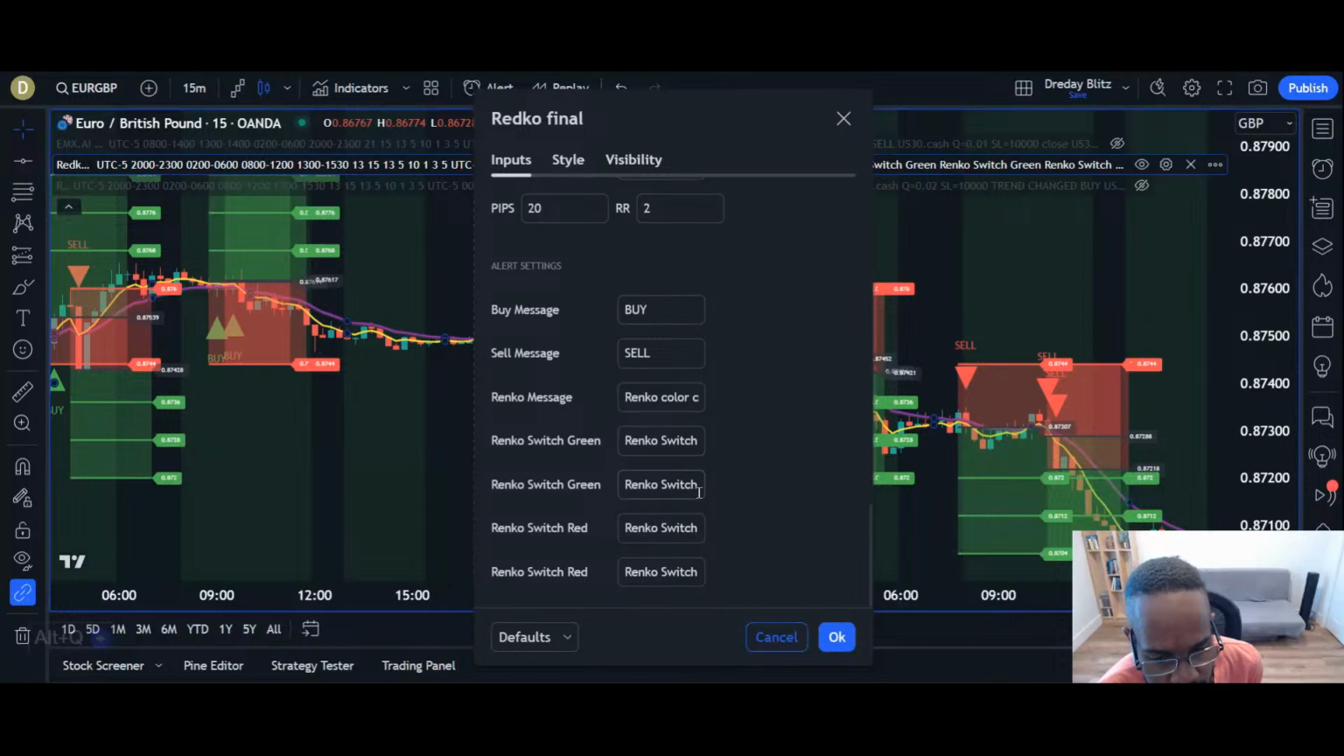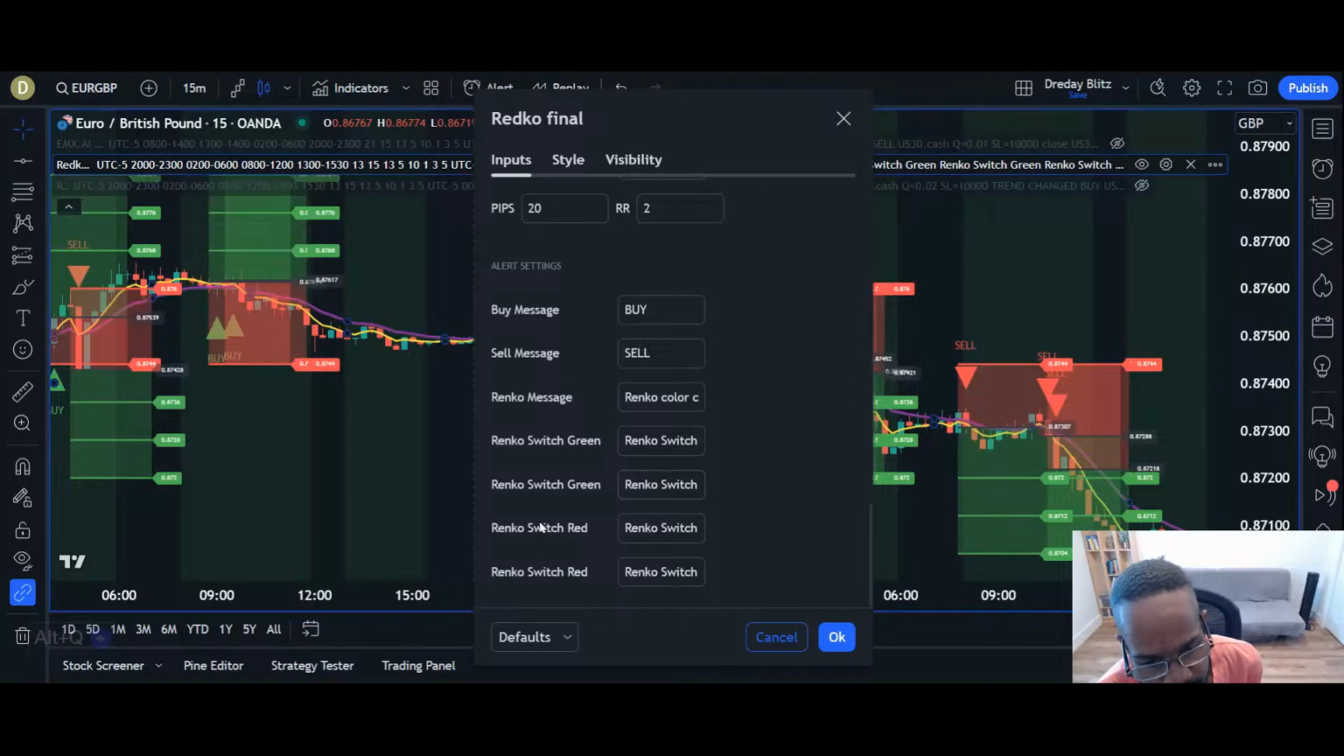So that way you're going to have a notification that if you were in a sell and it's changing to green, bullish, so green is bullish and red is bearish. So if you're going bullish, that means that you have to close your bearish trades if you're trading manually.